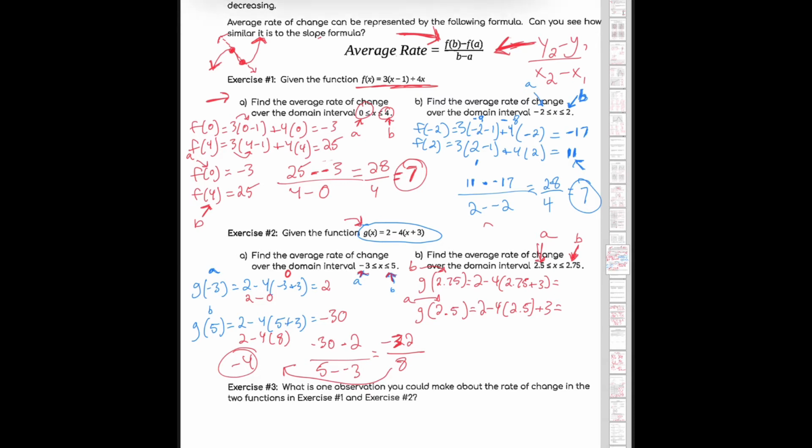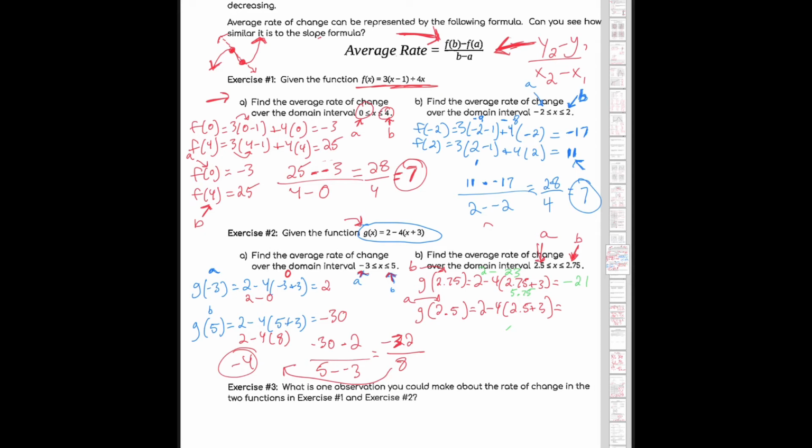So let's put this inside the parentheses. Made a slight error here. Plus 3. So when we go ahead and solve, and I'll change colors here so we can see, we have 2.75 plus 3, which is 5.75. Then we have to multiply that times 4 times 5.75. We get 23. So we have 2 minus 23, which gives us negative 21.